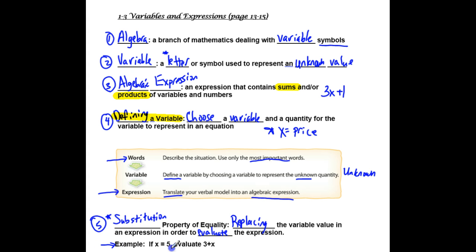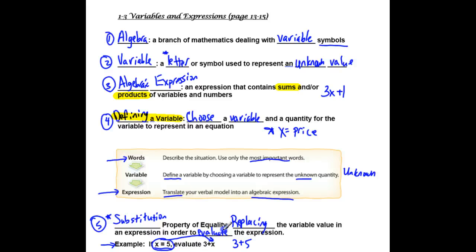If x equals 5, it says evaluate 3 plus x. It's a pretty simple one, but what you do is you substitute. They're saying, hey, x is 5. Then you go, okay, I'll make that number a 5. And you go 3 plus 5. There, I have substituted the value of 5 in for the x right there. And then we would evaluate that and say that its value is 8.